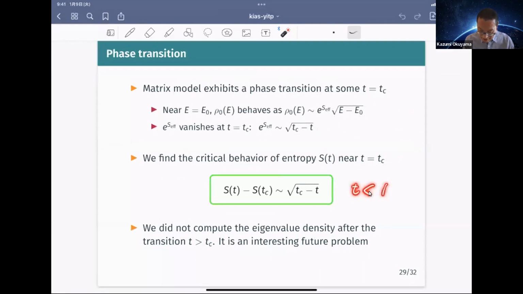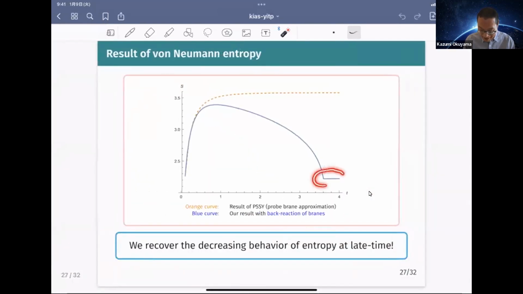So this expression is valid for t less than tc, but we did not compute the eigenvalue density for t larger than tc, so we do not know how entropy behaves beyond this critical value. So this part of this curve cannot be trusted. So this is tc, but beyond that, we do not know how entropy behaves. But anyway, we can see that the entropy has a square root behavior near the critical tc minus t from this figure.